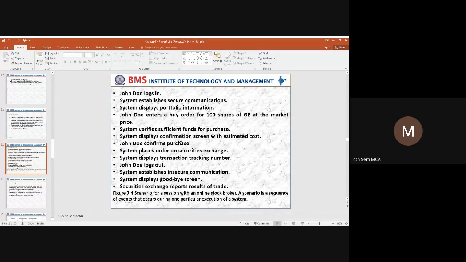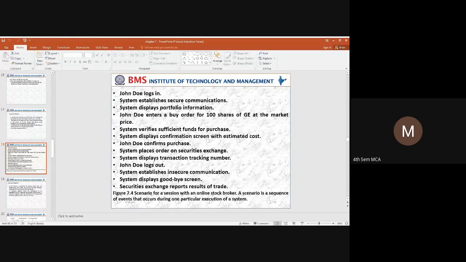Now John will confirm that he wants to purchase those many shares. Once he confirms, the system will place the order on behalf of John in a security exchange. Then the system is going to display the transaction tracking number. For each and every transaction that the customer performs, a tracking number will be provided.